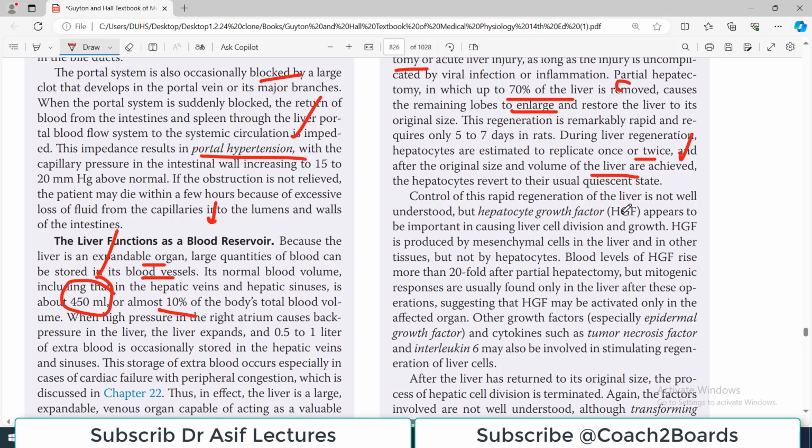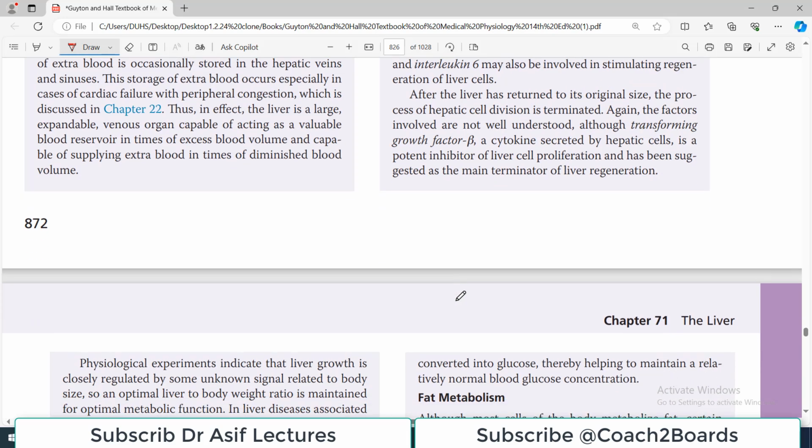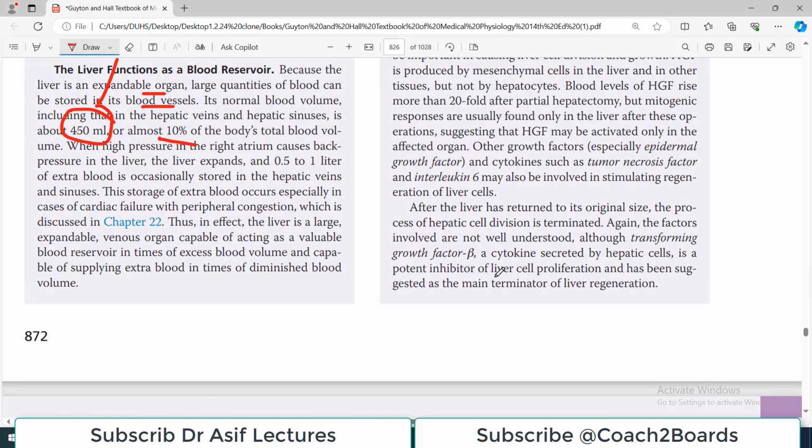Control of this rapid regeneration of liver is not very well understood, but there are some factors which help the process of regeneration in the liver, and these factors include, for example, hepatocyte growth factor. You need to remember this one at least, okay? After the liver has returned to its original size, the process of hepatic cell division is terminated.